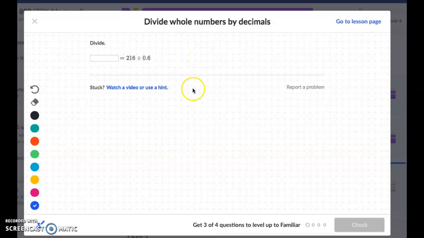We are going to write out how many times 0.6 fits into 216. And this is where we should realize that we don't know how to do division if we have a decimal number on the outside. We haven't been taught that yet. So my best suggestion to you is to take each number and multiply it by 10. If we multiply decimal 6 by 10, that shifts the decimal over one place and it makes my number 6.